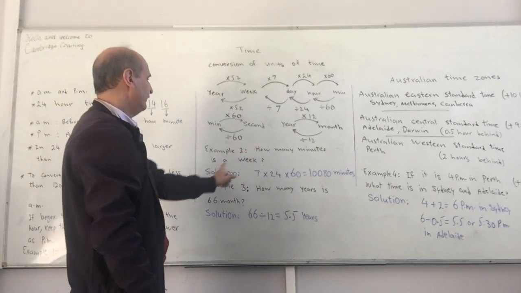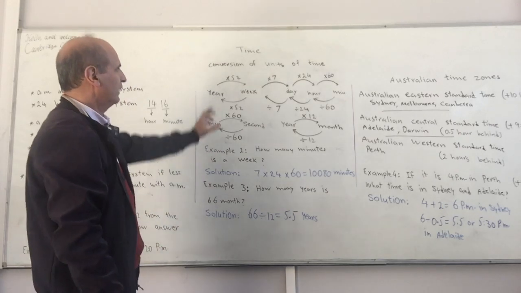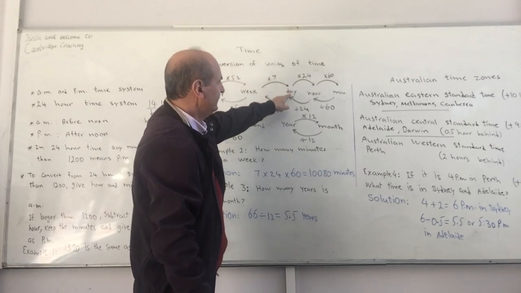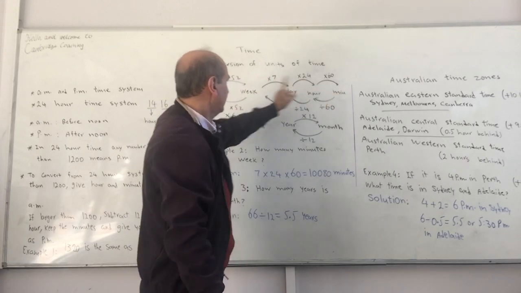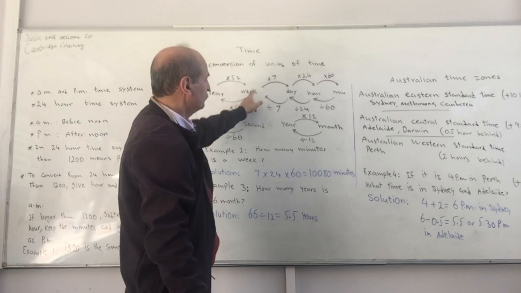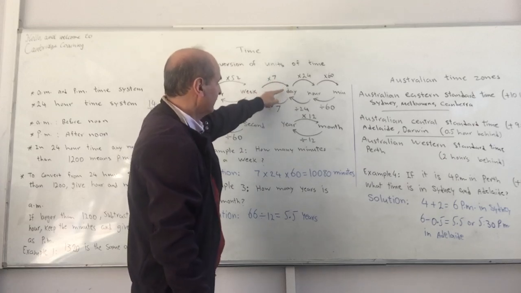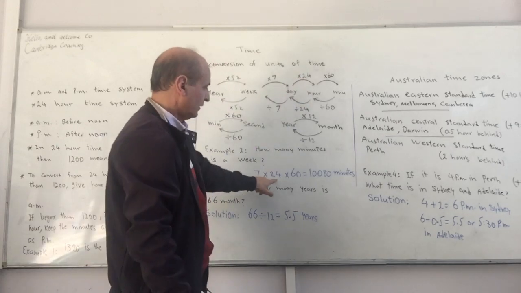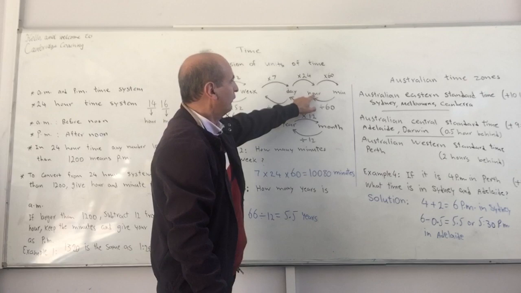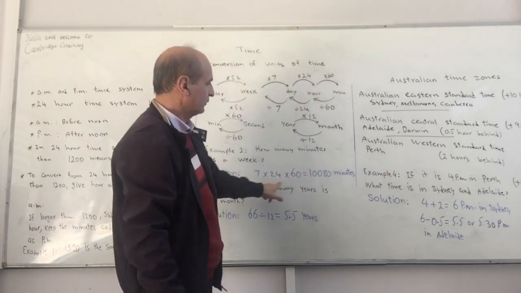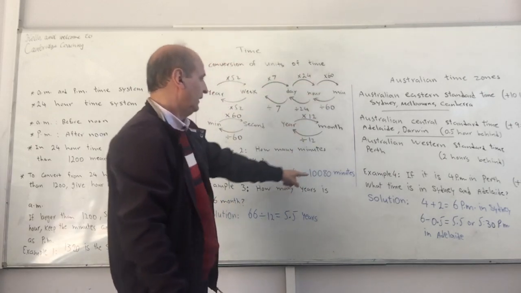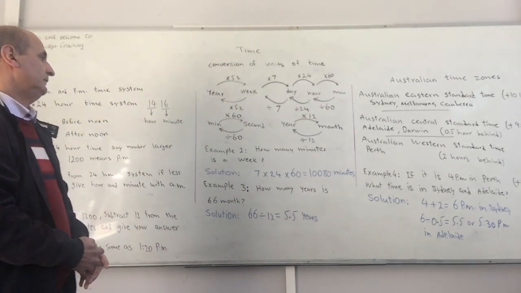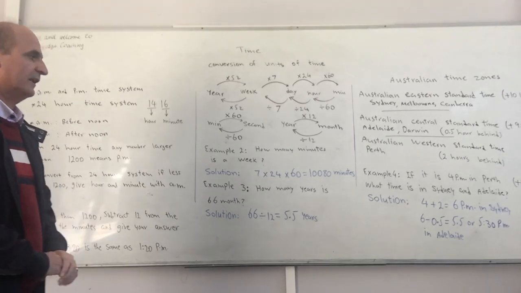As an example, how many minutes is a week? Okay, we are going from week to minute. First, you need to go to day, then to hour, then to minute. To go from week to day, times by 7. Then go from day to hour, times by 24. And to go from hour to minute, times by 60. You times all these 3 numbers together, you end up with 10,080 minutes. So 1 week is 10,080 minutes.